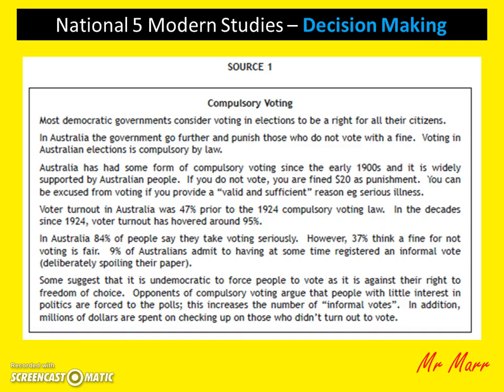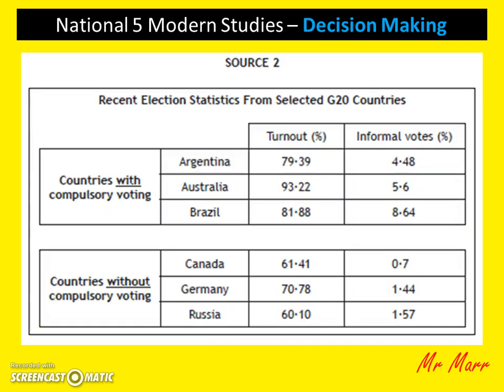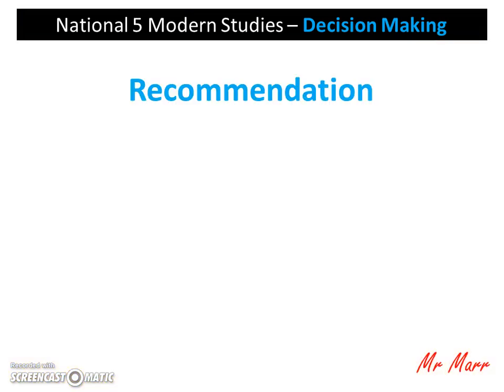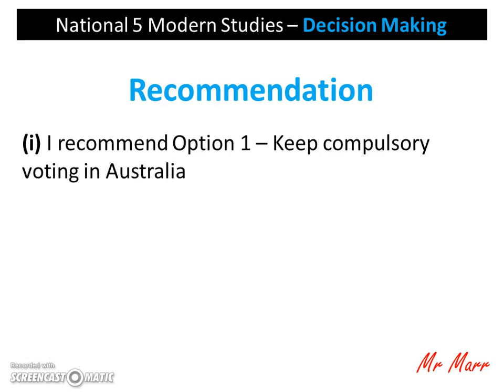Source 1 is facts and quotes from an Australian newspaper. Source 2 is statistics about the countries with and without compulsory voting. Source 3 is taken from an online news company and includes statistics and quotes. When we write our answer, we start off with our recommendation. In this case, we've said, I recommend option 1, keep compulsory voting in Australia.